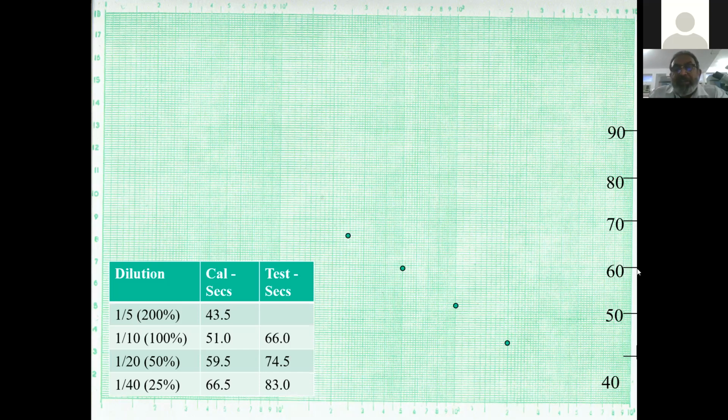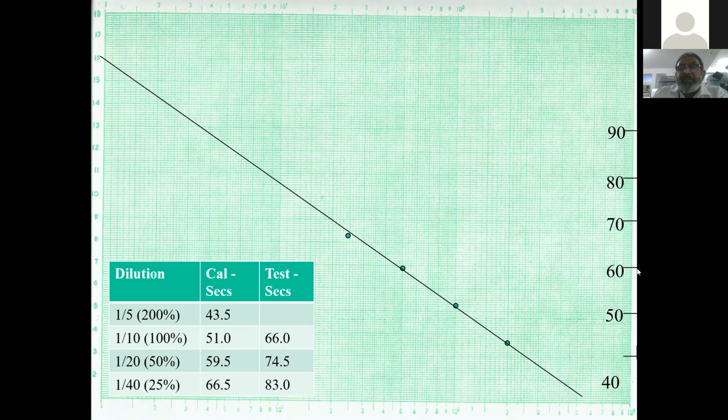So now this is the standard graph, and this is the dilution of the standard. And you can see that the best fit line definitely connects the first 3 points. The fourth point is slightly away, but it's not very far away. So this is the best fit line for the standard graph.